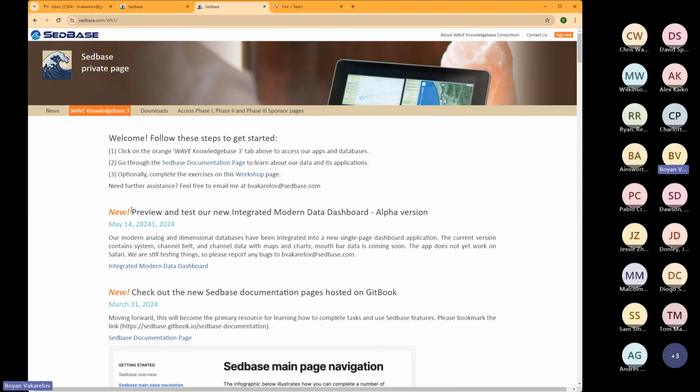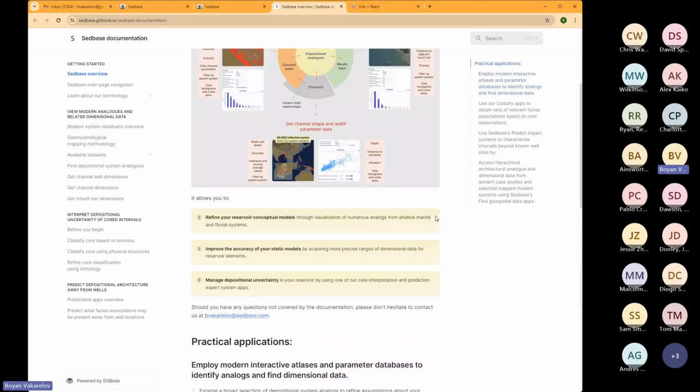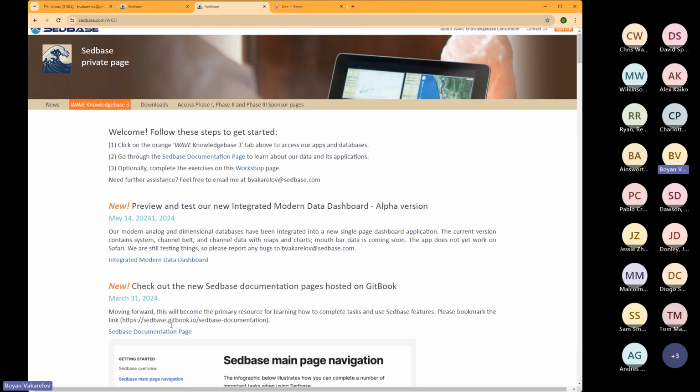Now, this is the private page. Again, for the first time, I would highly recommend actually going through some of these steps and becoming familiar with our documentation pages. So we have fairly robust documentation now, which wasn't available before. So you should be aware of that.